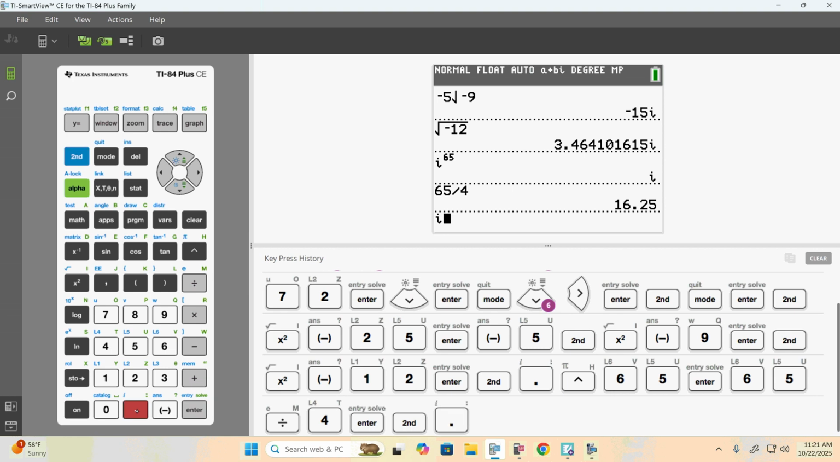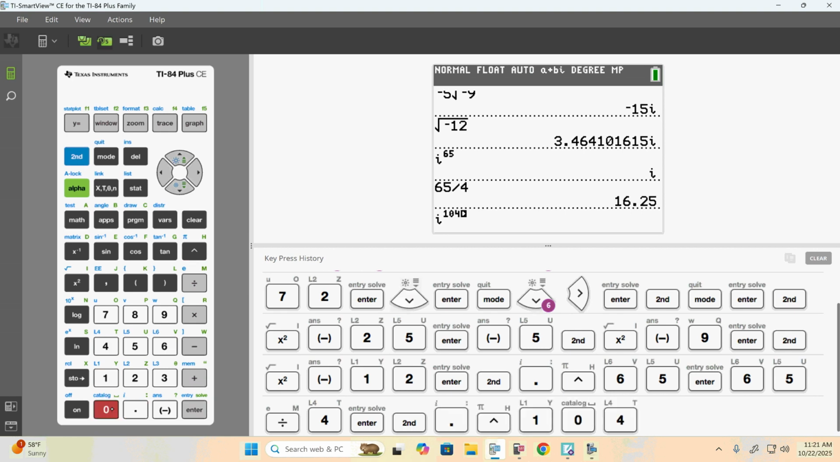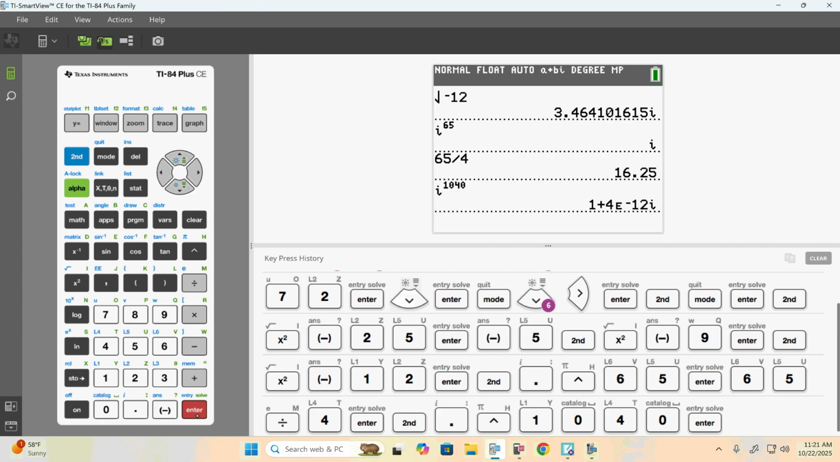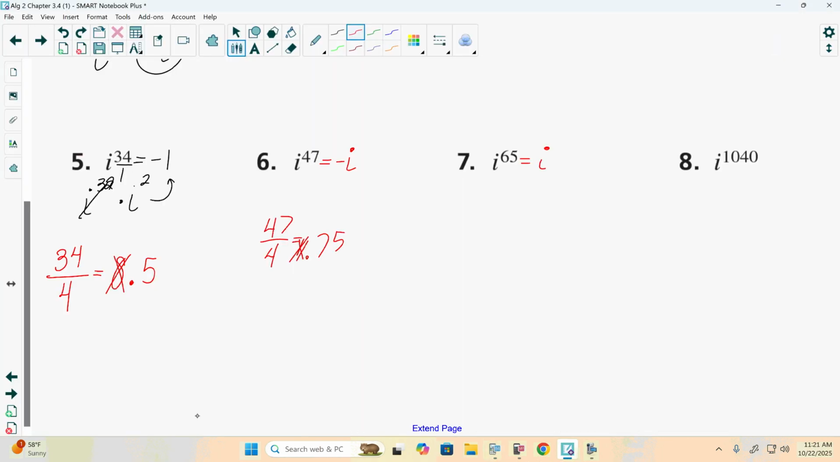All right. I think the last one is i to the 1040, yes? 1040 is divisible by 4, so it gives us 0.00, which would be 1, yes? And this here tells us it is 1 plus 4e negative 12i. Now, I would not write that whole thing out. 4e, I'm going to write it here, 12i.